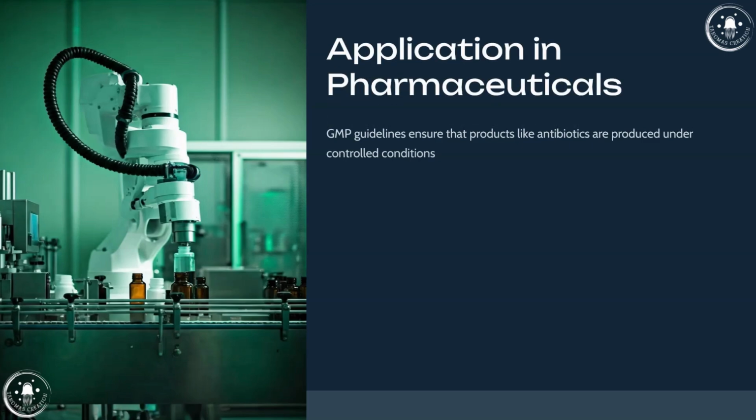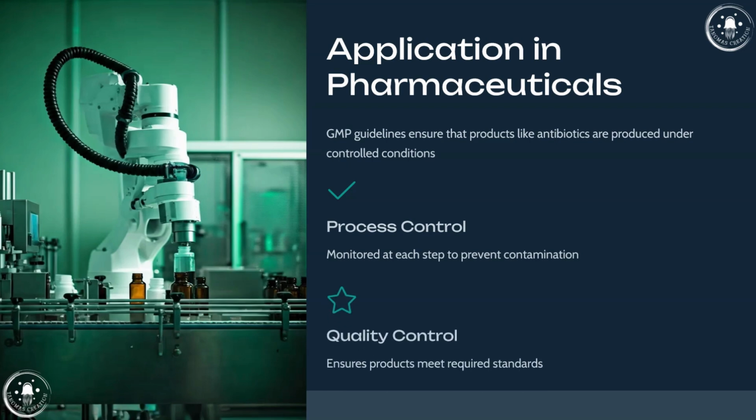Now there are applications in the pharmaceuticals using GMP. So these guidelines ensure that products like drugs, vaccines and medical devices are safe and effective for utilization. Now, during the production of the antibiotics, GMP checks the entire process from raw material selection to final packaging. Why? To avoid the contamination and ensure product quality.